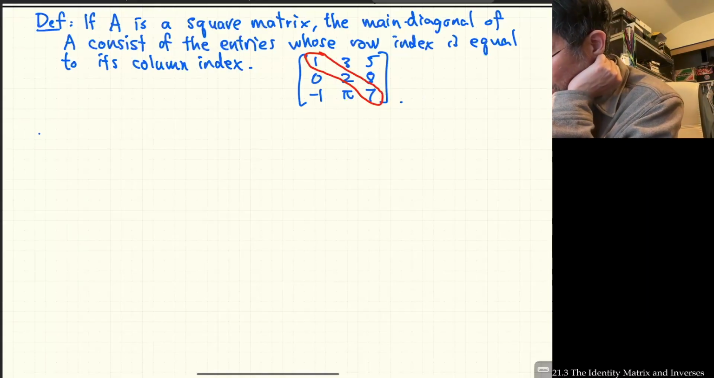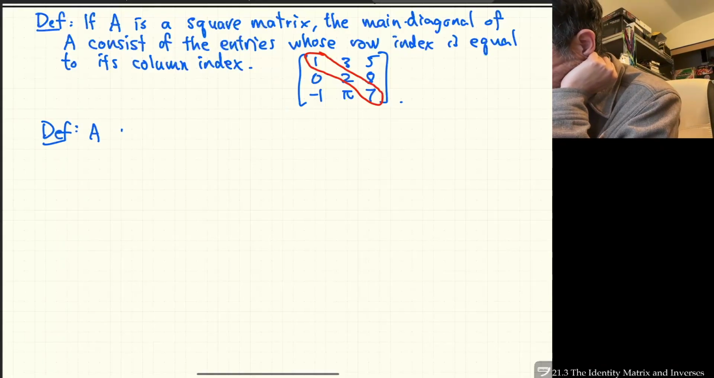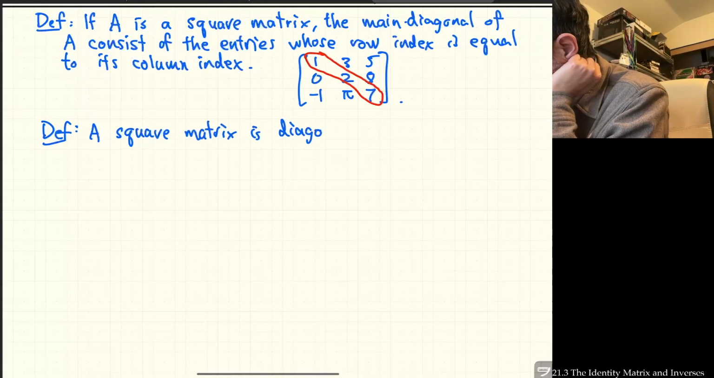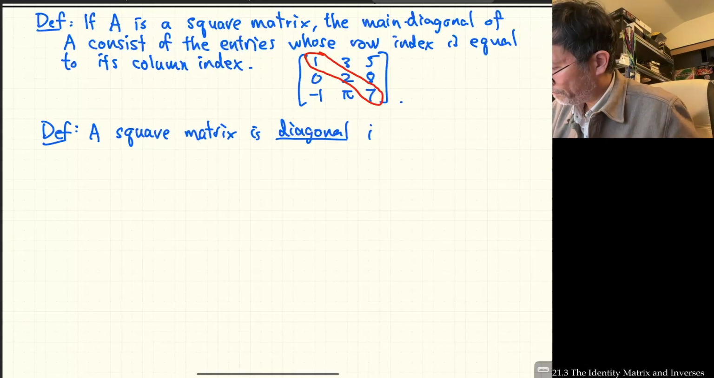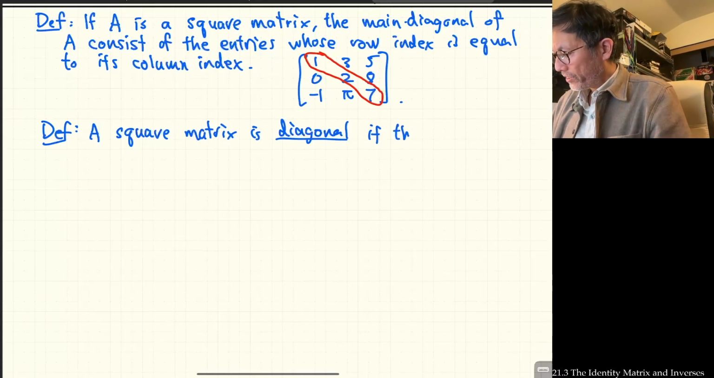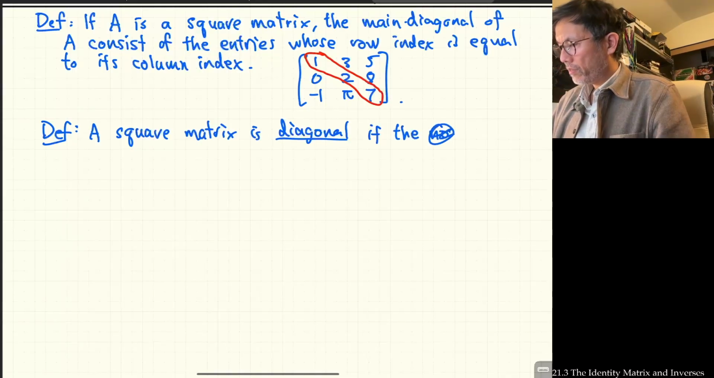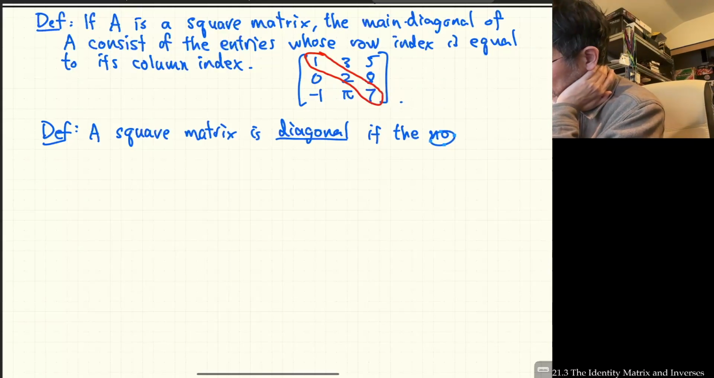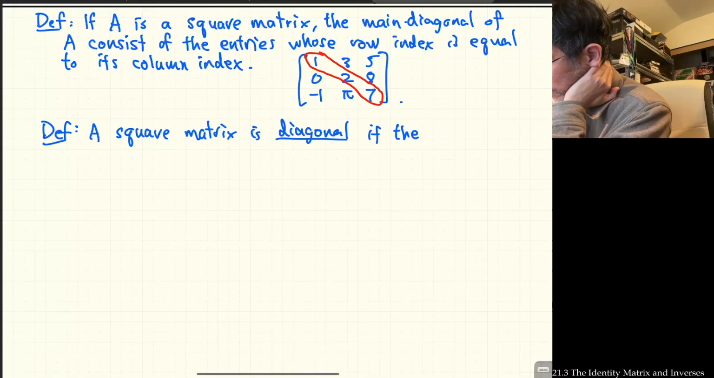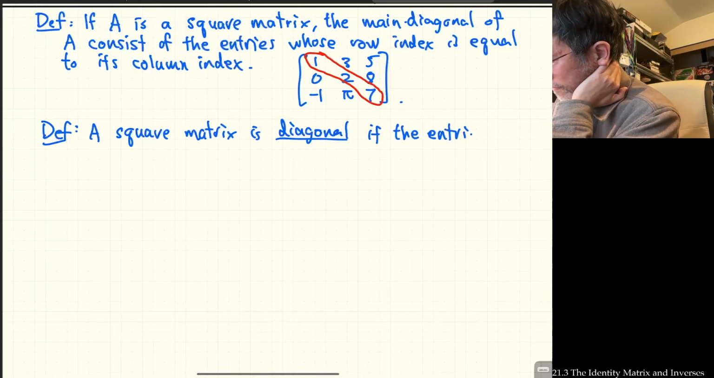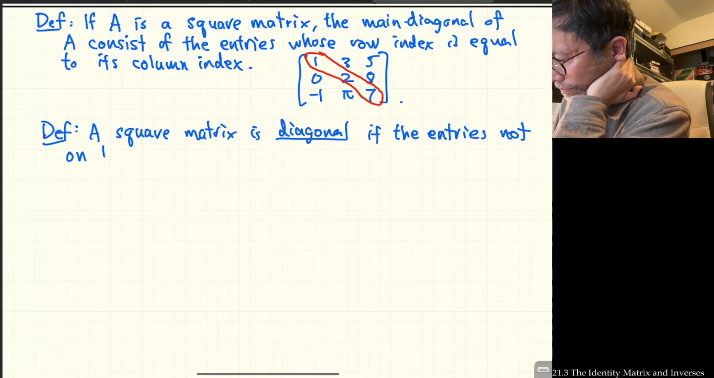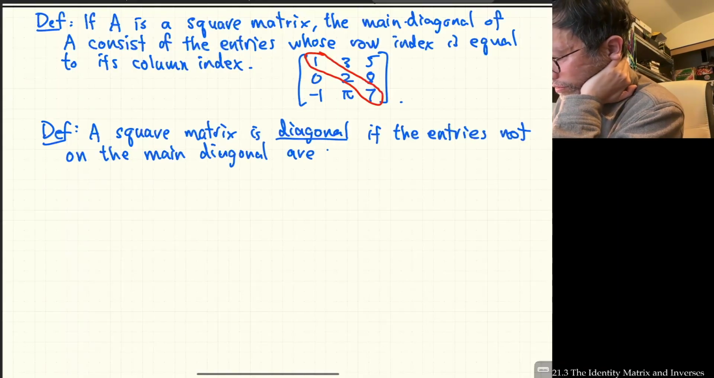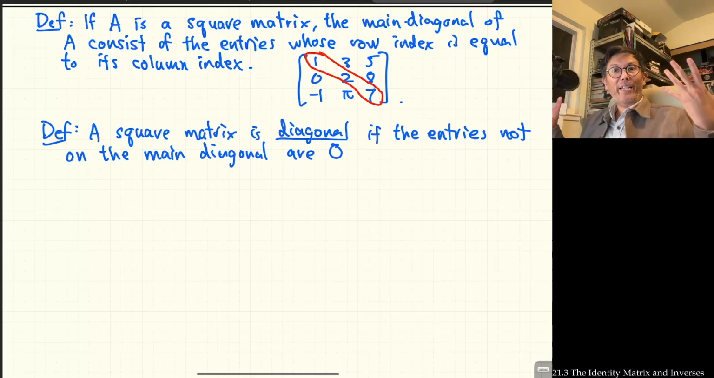Okay. Then we say that a square matrix is diagonal if the entries that are not on the main diagonal are 0. So the identity matrix is what's called a diagonal matrix. Okay?